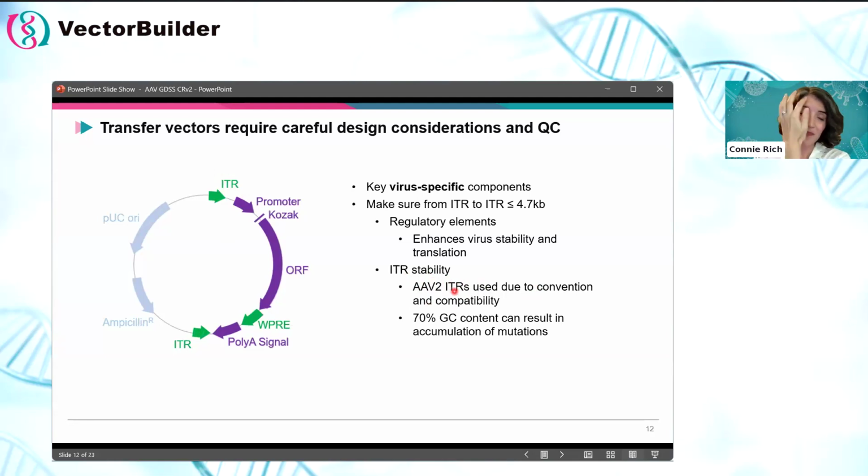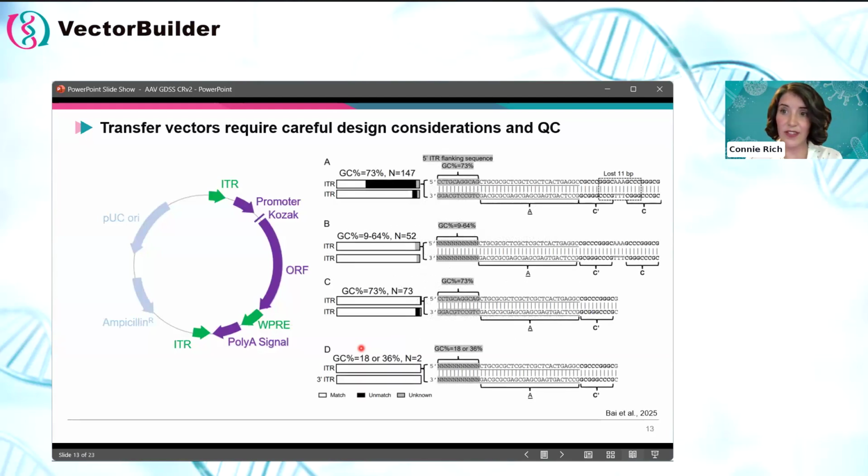But the issue arises with these ITRs having a pretty high GC content. So these have around 70% GC, and that can lead to accumulation of mutations. And we recently published a study in Nucleic Acids Research that found the implications of this issue. So we looked at the sequence identity and how much it matched with records for both 5' and 3' ITRs. So basically, this is what we consider the 5' ITR here. And then up here is the 3' ITR.